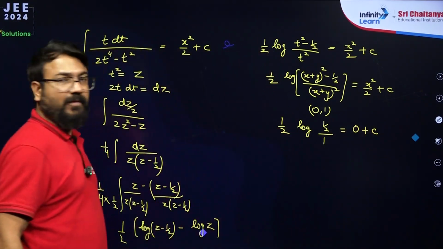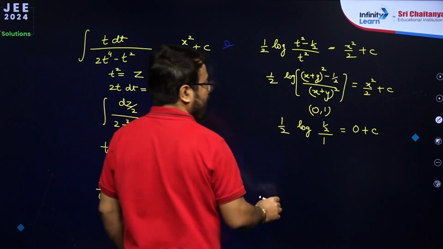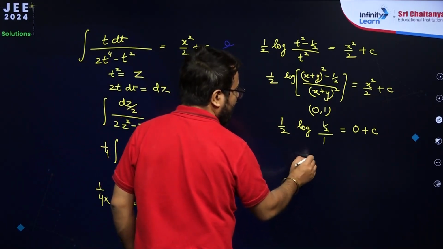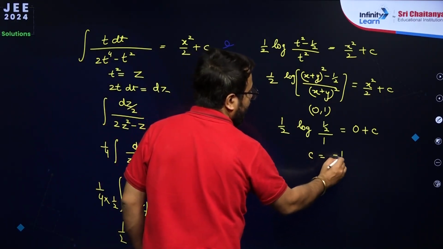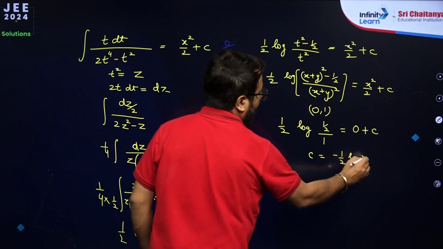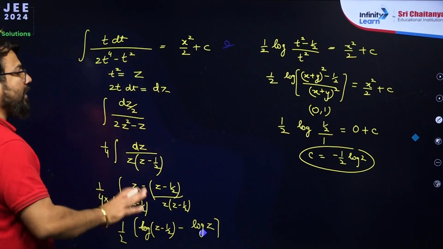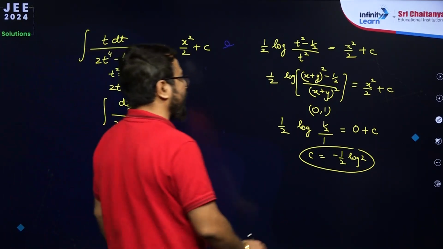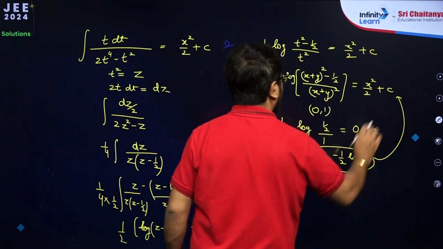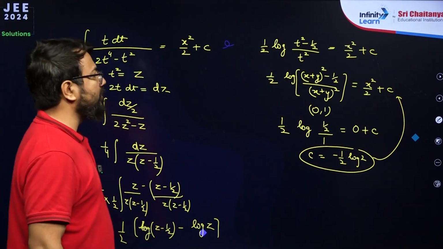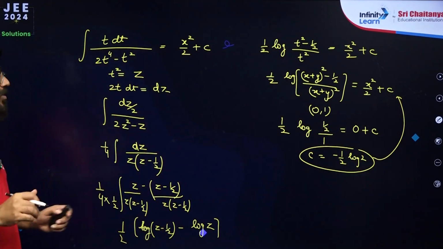Now what is the value of this expression? So this becomes the value of c. The value of c here is minus half log 2. I hope you are able to understand this. If this has been clear to you, I will substitute this value of c over here, and if I substitute this value of c, I will be able to get the solution out of it.